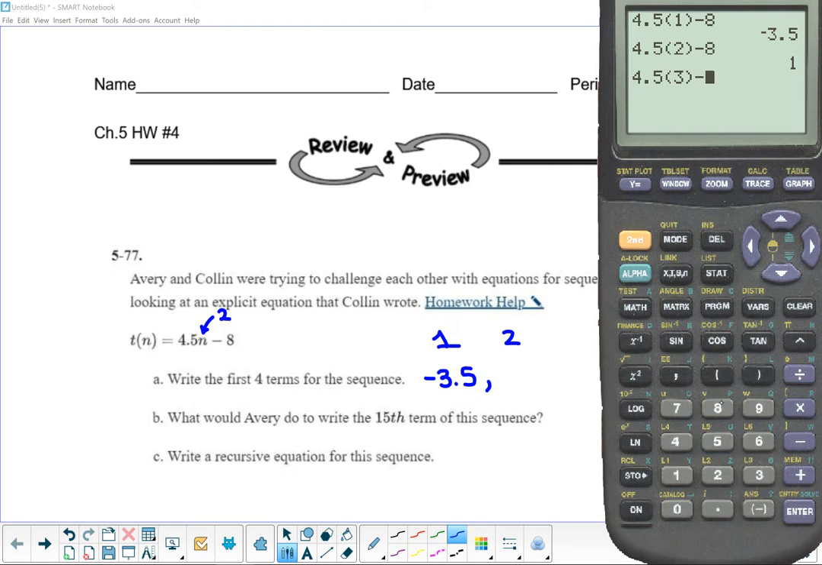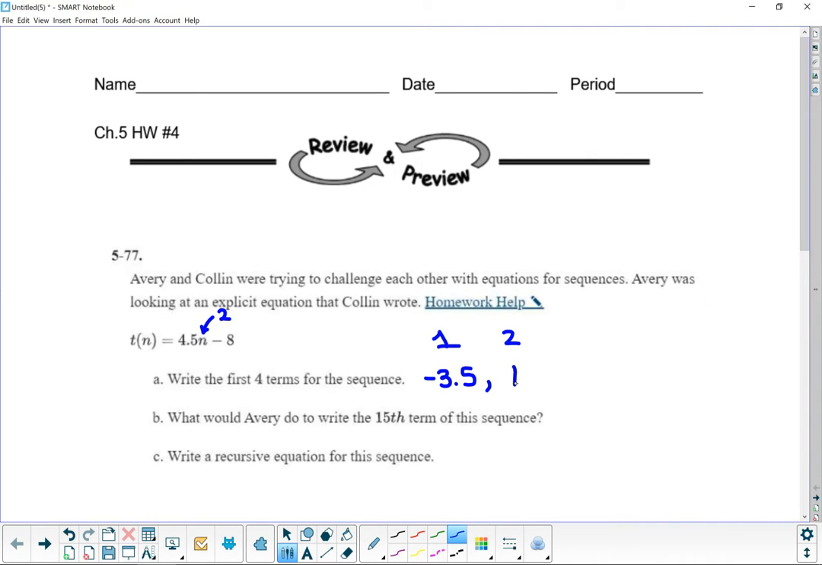That's my third term. You see how it looks exactly the same? So my next term is 1. My next term is 5.5. And my last term, my fourth term, is 10. So negative 3.5, 1, 5.5, and 10. So that's my first term, second term, third term, and fourth term. So that's how you do it.